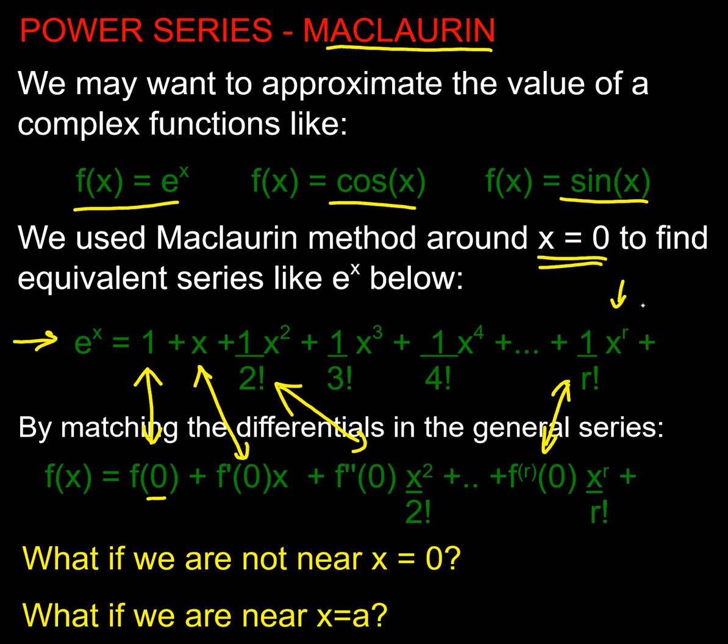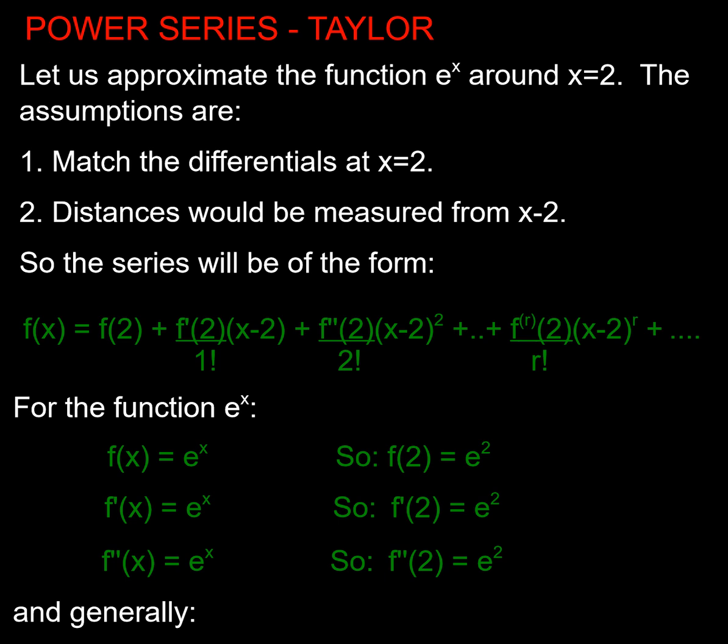So what are we going to do if we're not near x equals 0? What if we're near x equals a? Let's have a look at the function e to the x. And let's say we're working around x equals 2 and we want to make an approximation. Well, what are we going to have to do for our assumptions? Well, firstly, we're going to match our differentials at x equals 2 now rather than x equals 0, because that's what we're working around. Secondly, our distances would have to be measured from 2, so that our distances are x minus 2.